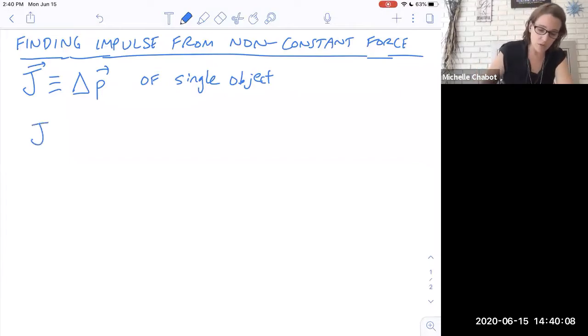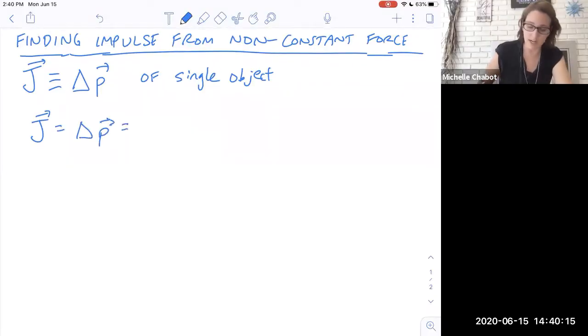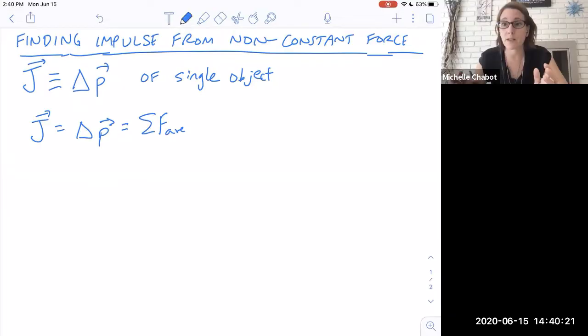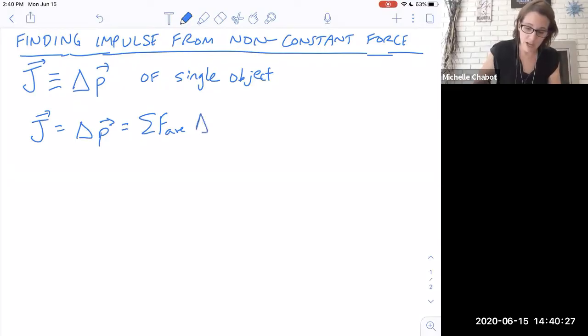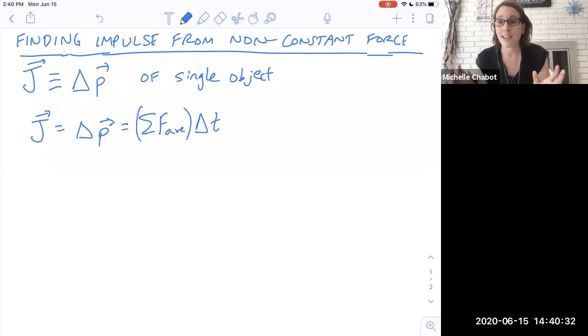So we know that J is equal to the change in momentum, which is equal to the average force that something experiences over some amount of time. So the total average force that something experiences times the time in which the object experiences that average force. So I push on something, and the longer I push, the bigger the change in momentum, right?